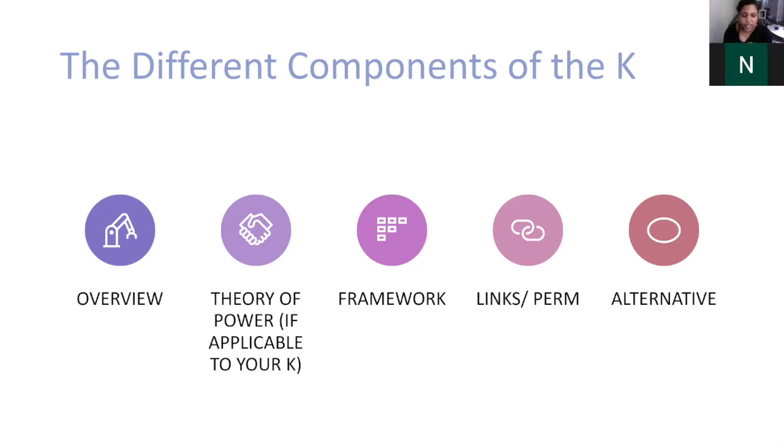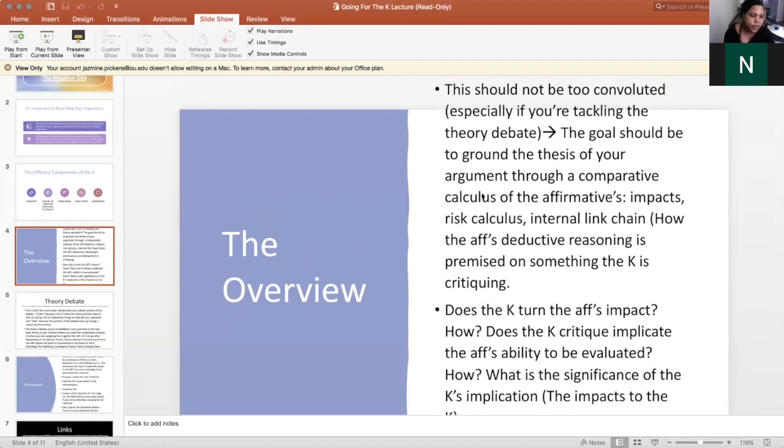The alternative is, what is the mechanism or the method that the critique would defend as being a better way to solve for the links? And we're going to get into why I said solve for the links and not solve for the affirmative in the part where we talk about the alt. Part about the overview. This is an important part. It is the part where you're telling your story. You're telling the critique story.